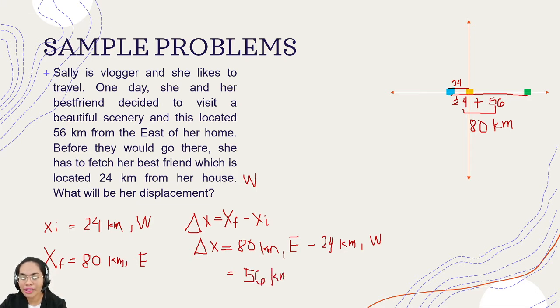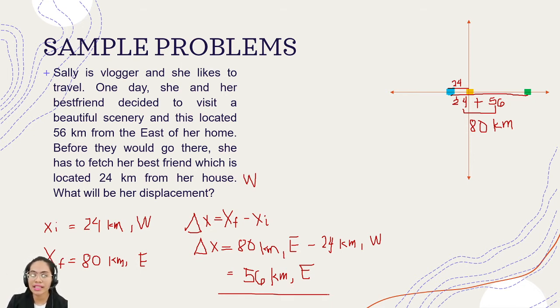Now, what will be the direction? Siyempre, sabi natin kung anong mas malaki dito, yun ang masusunod ang direction. So, is it east or west? Okay, very good. This is east. Now, the displacement of Sally is 56 kilometers to the east.